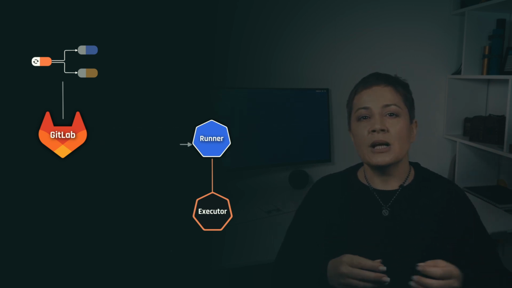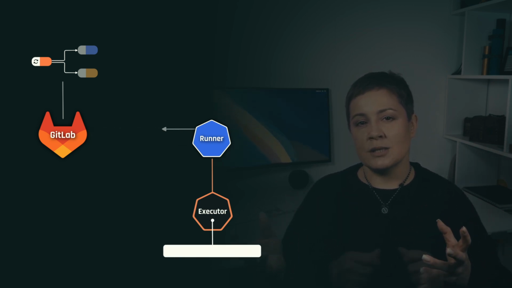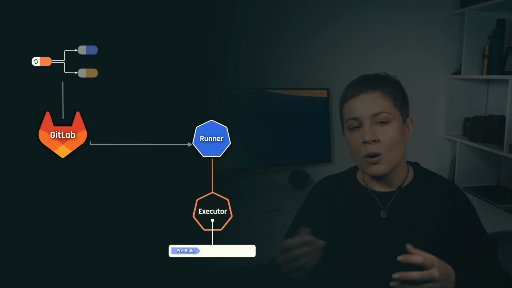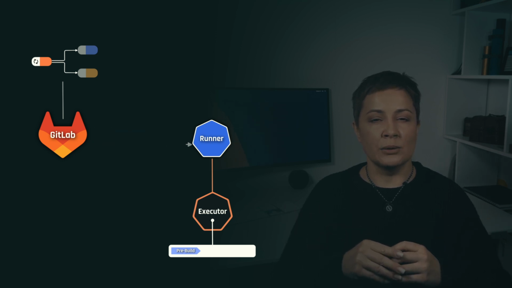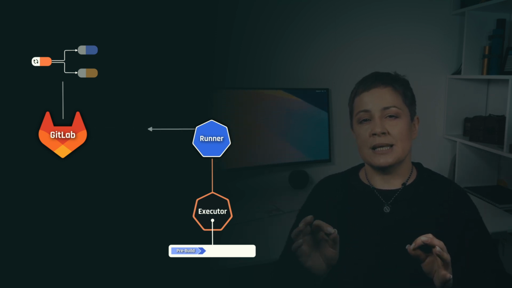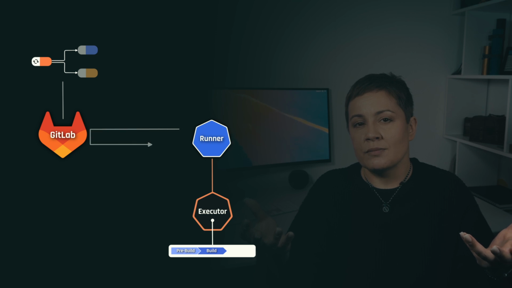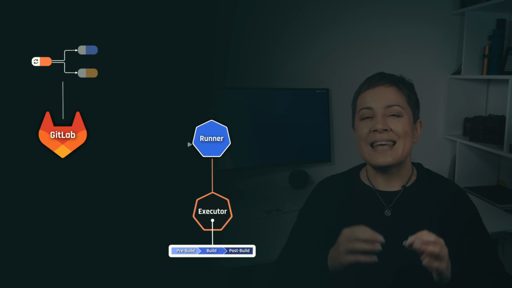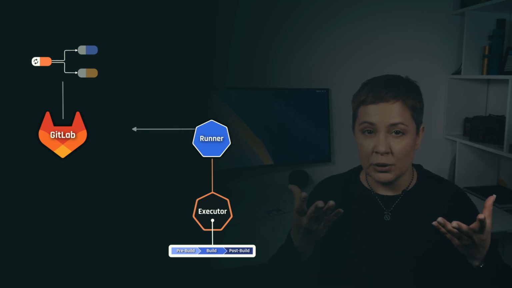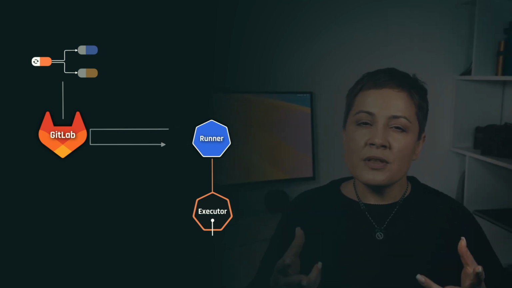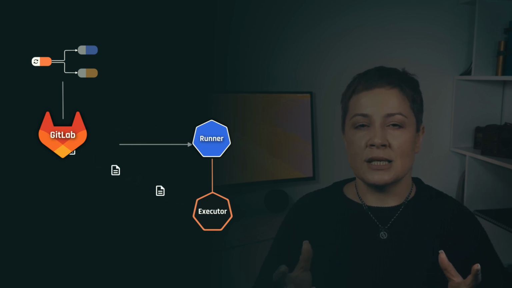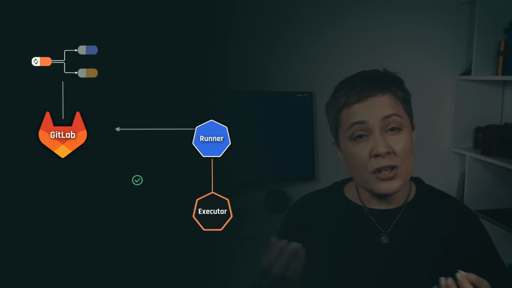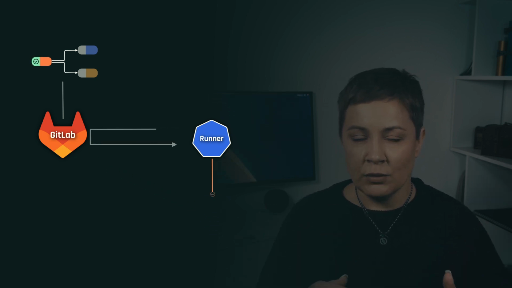Now, the executor typically goes through three main stages. First, there is a pre-build stage, where the repository is cloned, caches are restored, and any required artifacts are downloaded. Then comes the build stage, where the actual job script runs. And finally, there is a post-build stage, where caches get updated and any newly generated artifacts are uploaded. Throughout this process, the executor sends execution logs and job status updates back to the GitLab instance. And once the job is done, the executor is shut down.